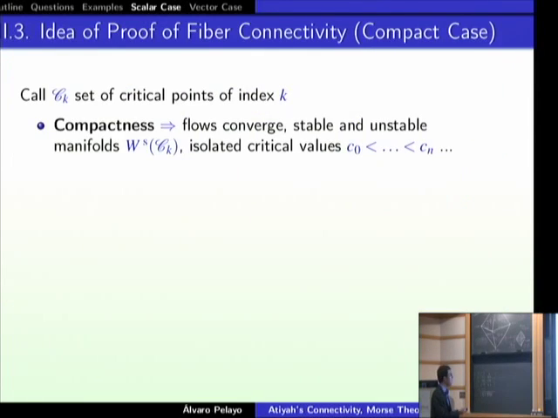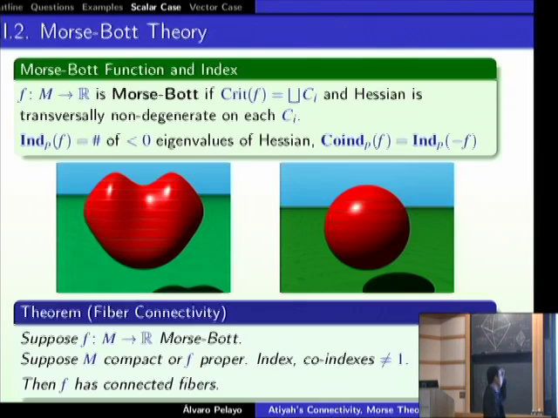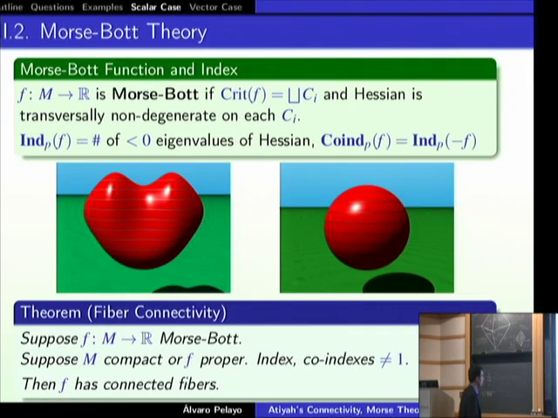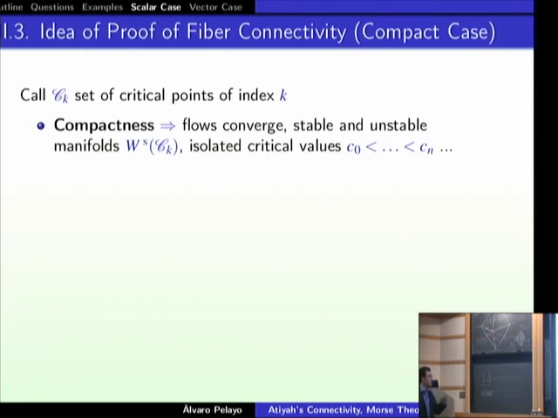Okay, so now maybe let me just give you a very quick idea of how you prove this result. The first thing that you do is, because your manifold is compact, assume it is compact. What's the statement again? Yes, index and co-index not 1, and then the function has connected fibers. So let me give you an idea of how to check this in the compact case. Well, in the compact case, things are nice, so flows converge. You can talk about stable and unstable manifolds, isolated critical points. So compactness is basically just to make sure that things behave nicely.